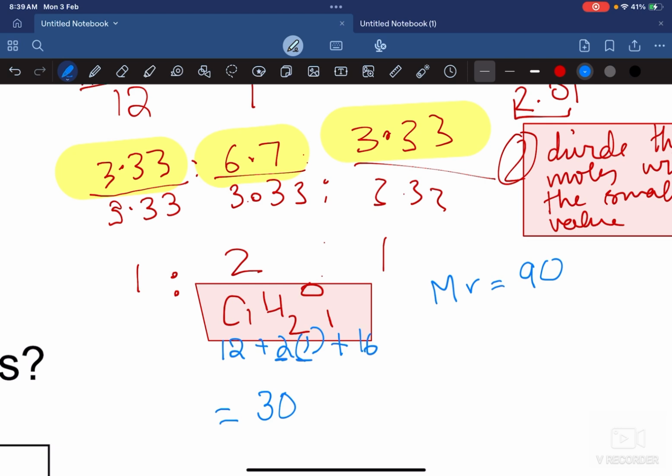Now, unfortunately, our empirical formula mass is 30. Let me write it down. That's the empirical formula mass. ठीक है, जो हमने empirical formula generate किया ये वाला. That is the empirical formula we've generated, and the mass of the empirical formula is 30, and this 90 is the molecular formula mass.